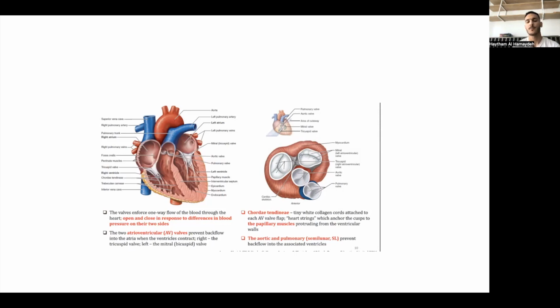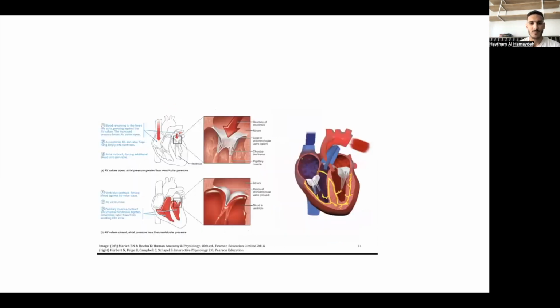Here, the atrioventricular valves close or open depending on the difference in pressure between the atria and the ventricles. Chordae tendineae are attached to the valves and to papillary muscles that protrude from the ventricular walls. What these do is help close those atrioventricular valves when they need to be closed. Okay.